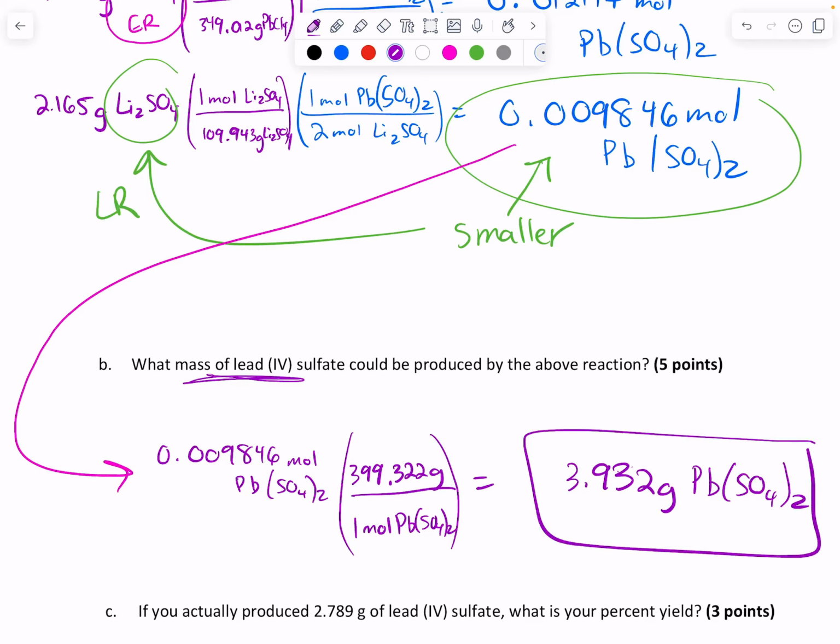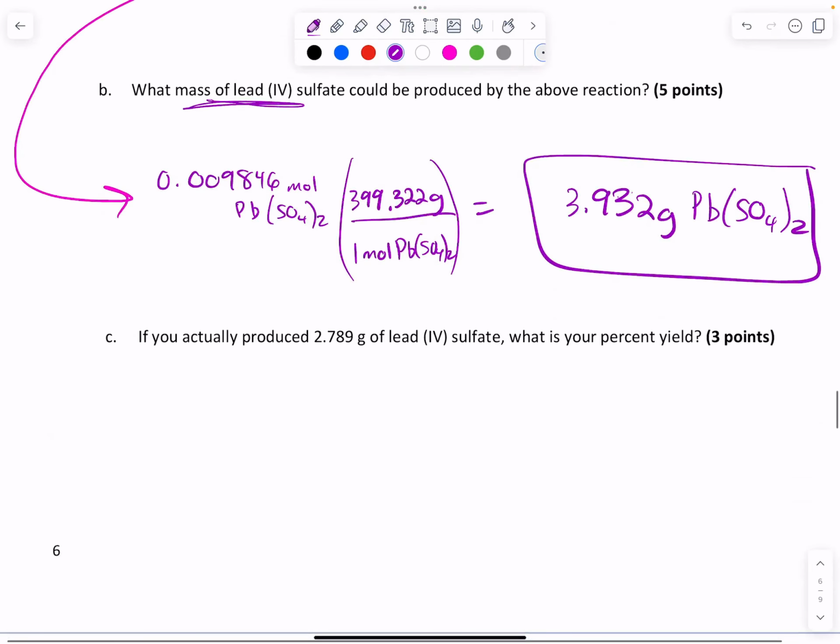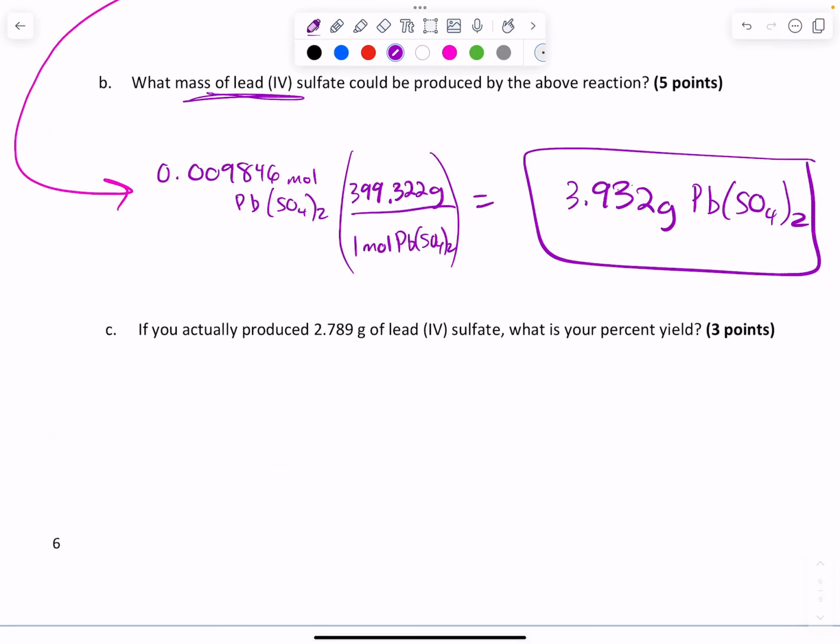Woohoo! All right, so there's my answer. Now I did do 4 sig figs because I have 4 sig figs in each of my initial 2 numbers, so that's why I chose 4 sig figs at that point. Okay, so now the final question is, if you actually produce, so this is your experimental yield. So I need to take my actual yield, which is how much I actually got, my experimental yield, and I need to divide that by how much I could have made in theory, okay?